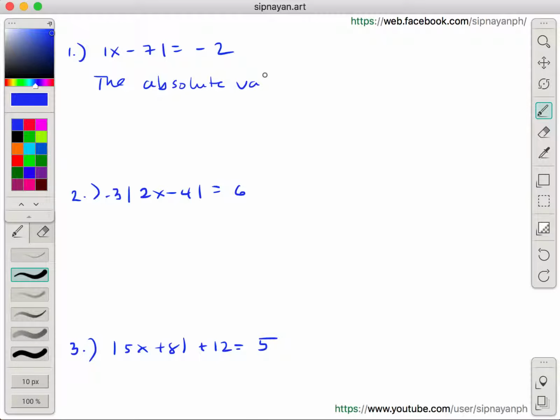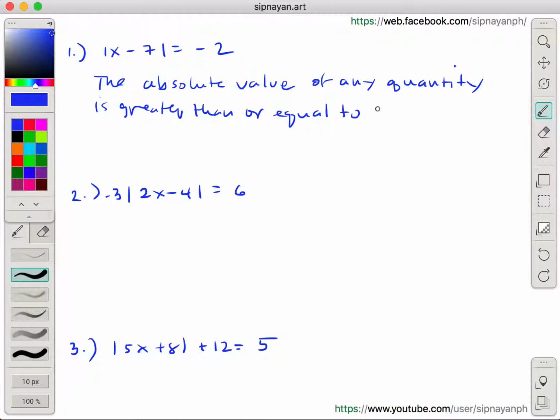value, para isulat natin, para matandaan natin, of any quantity is greater than or equal to 0. So there is no solution to the equation. Okay.